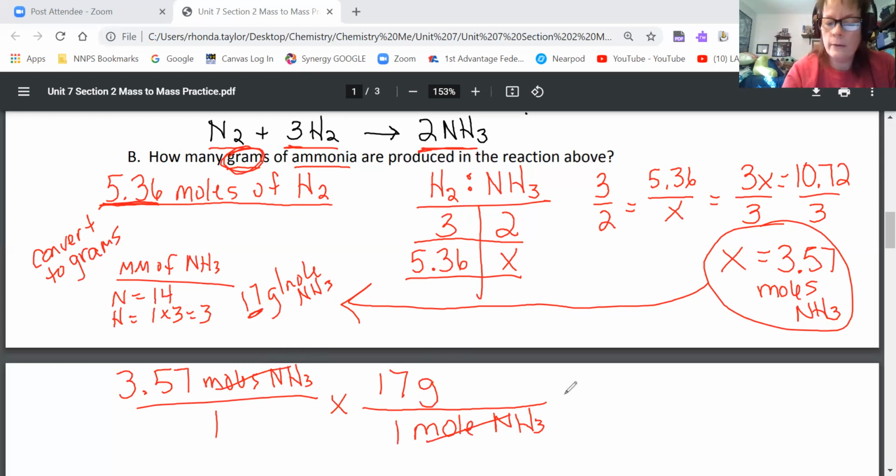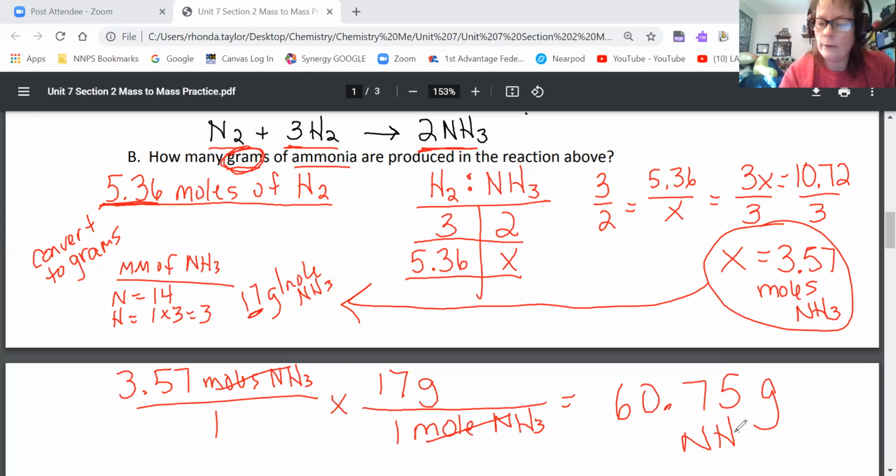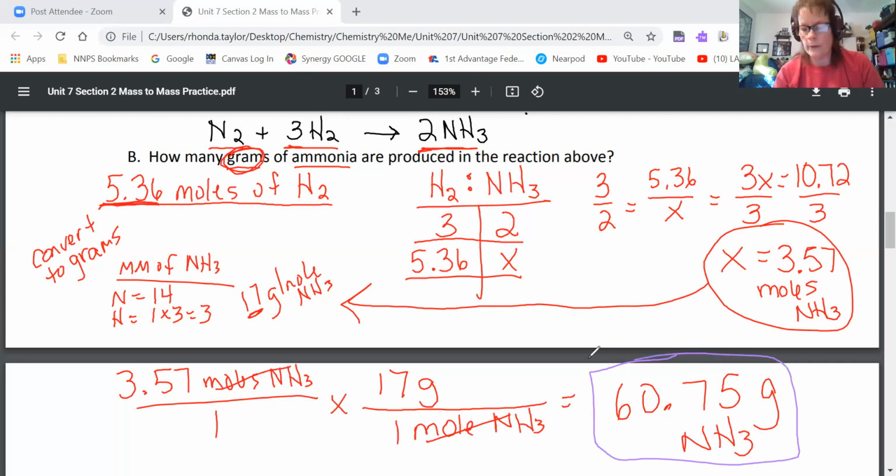Okay, do your math. And I'm trying to find my answer on my sheet. What did I do with it? Step 2, there it is. I got about 60.75 grams of NH3. So that's a true answer right there because they wanted it in grams. So on your sheet, that was the answer you should have provided.